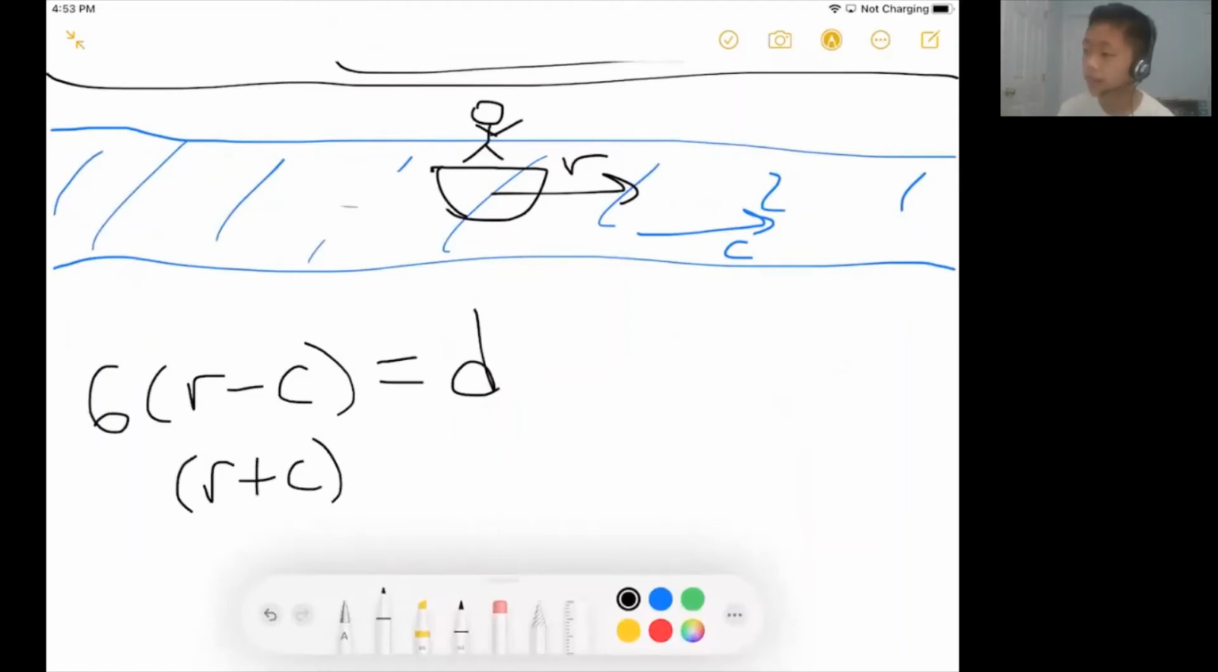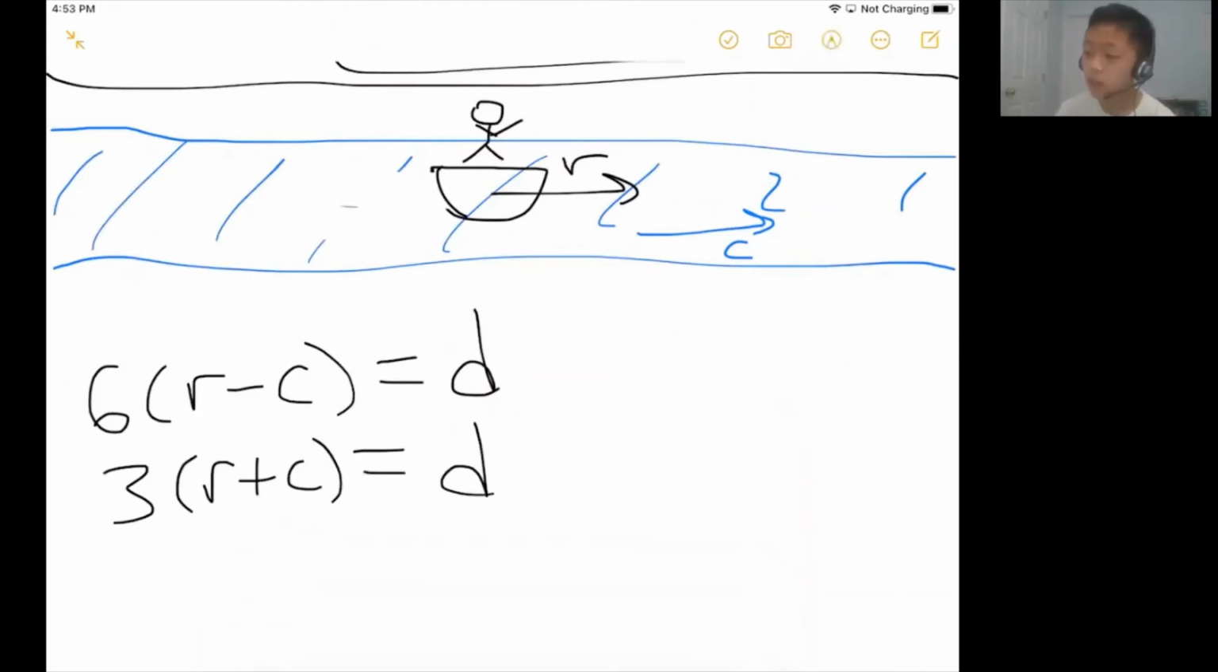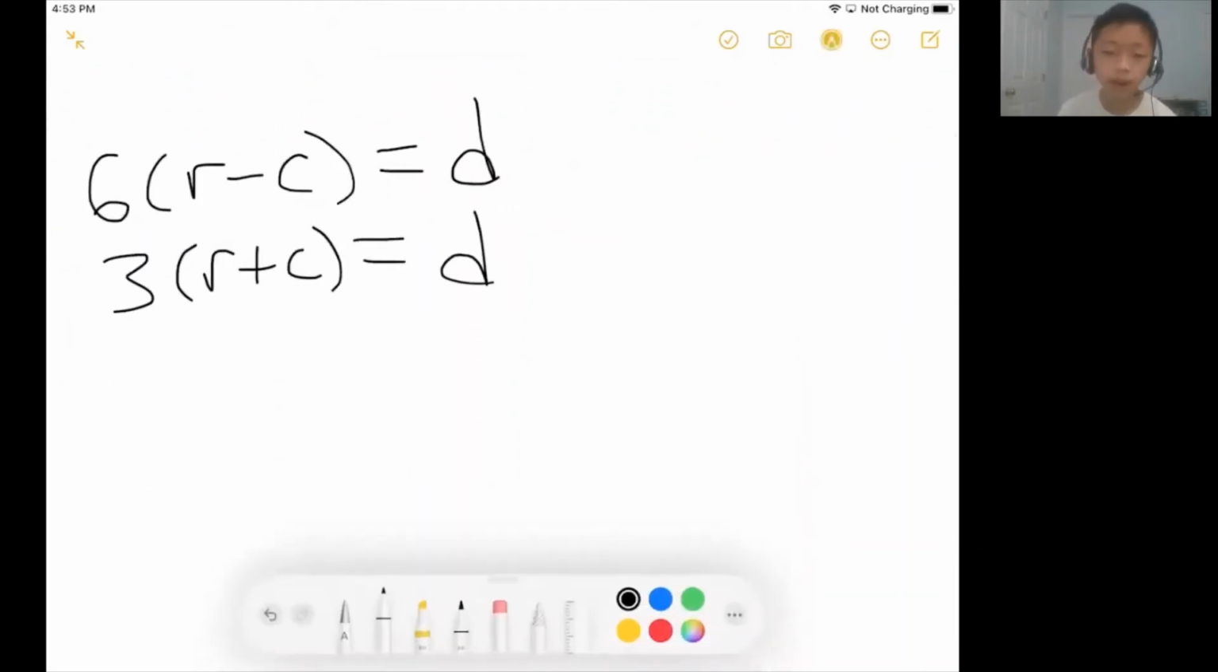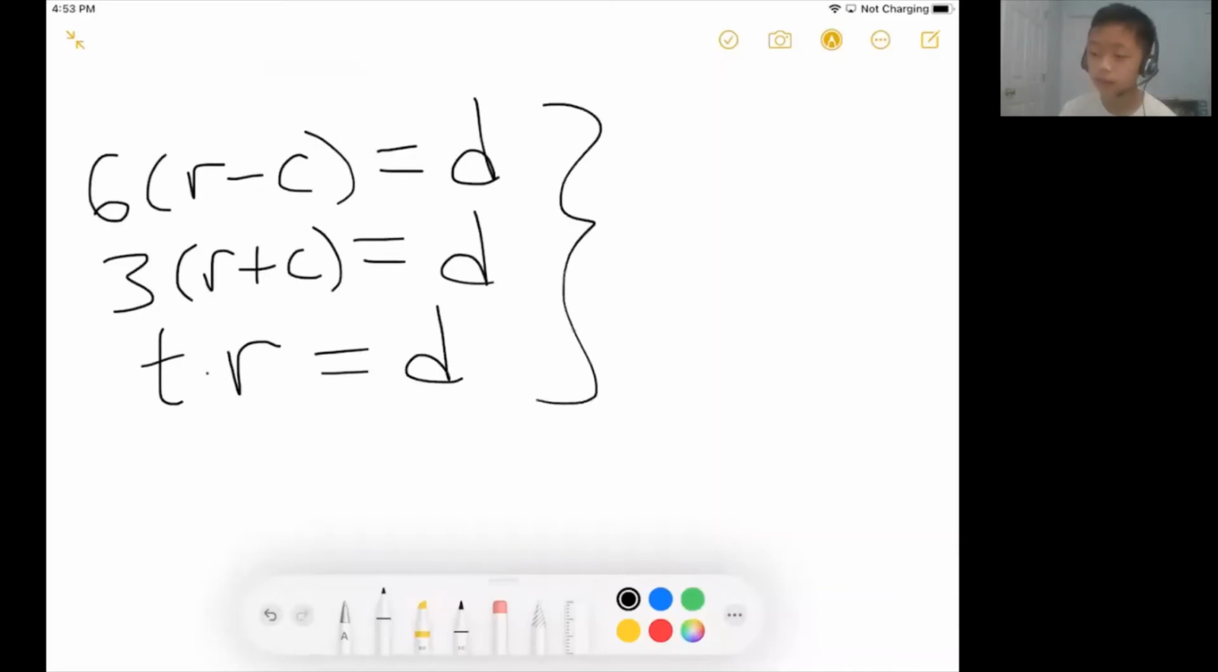Then we say it takes him 3 hours to travel that same distance. And we want to know, if he's in still water, how long will it take him to cover that same distance? If he's in still water, there's going to be no current, so the speed is just going to be R. We don't know the time; that's what we want to find. We want to know how long it will take him to travel that same distance, D. So we have these 3 equations, and we want to know this time here.